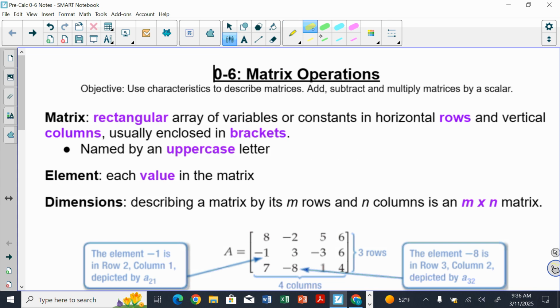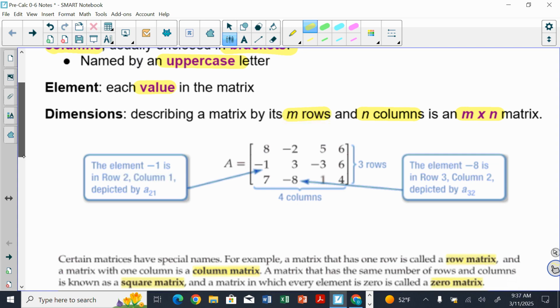The first thing is just kind of talking about what a matrix is. So it's a rectangular array of variables or constants that are in horizontal rows and vertical columns. Okay, horizontal rows, vertical columns, usually they're enclosed in brackets, like the ones you see below. We name them by an uppercase letter. So uppercase, capital letter, name it, and then we talk about an element as each value in the matrix is considered an element. When we talk dimensions, if we have m rows and n columns, this would be an m by n matrix. So we go rows times columns.